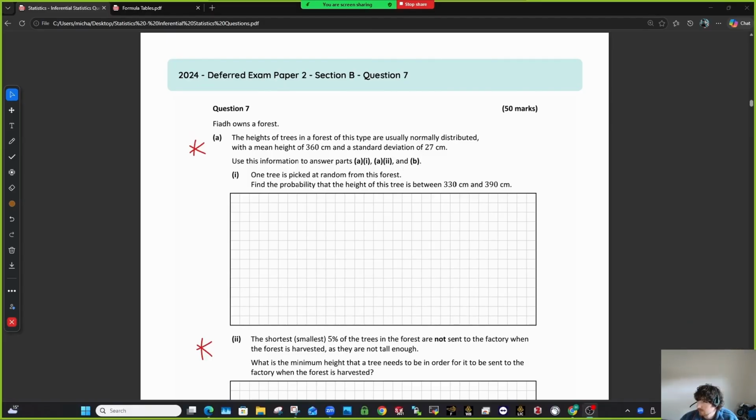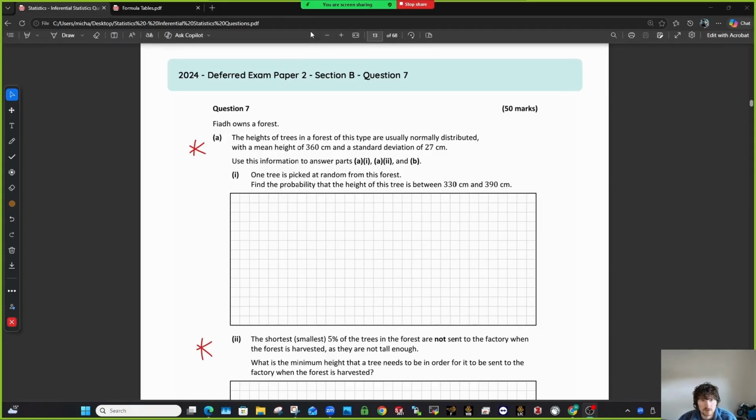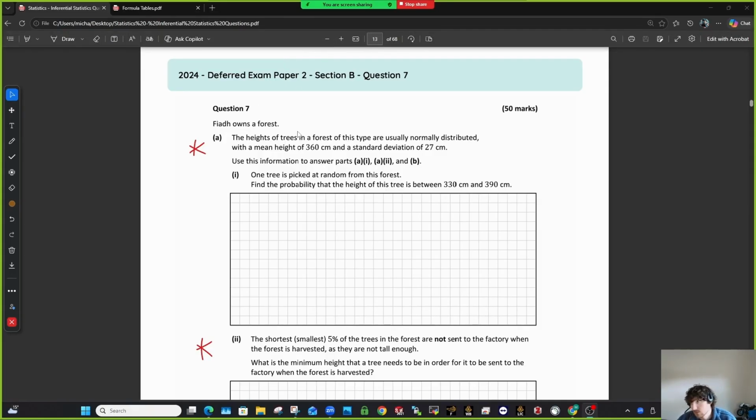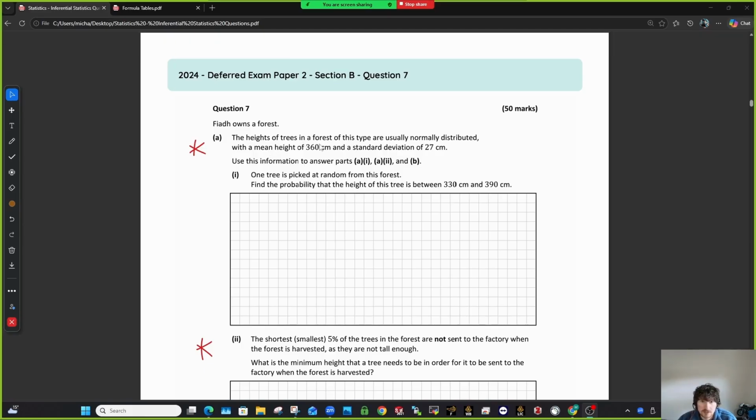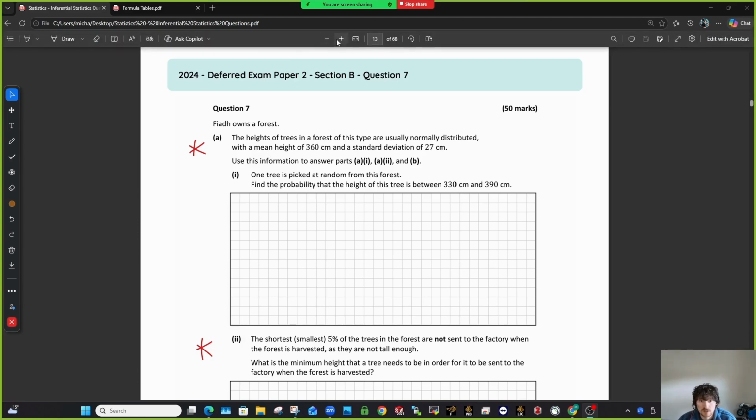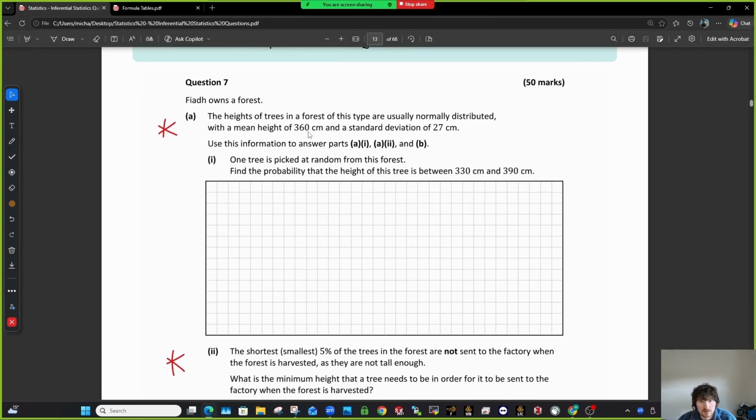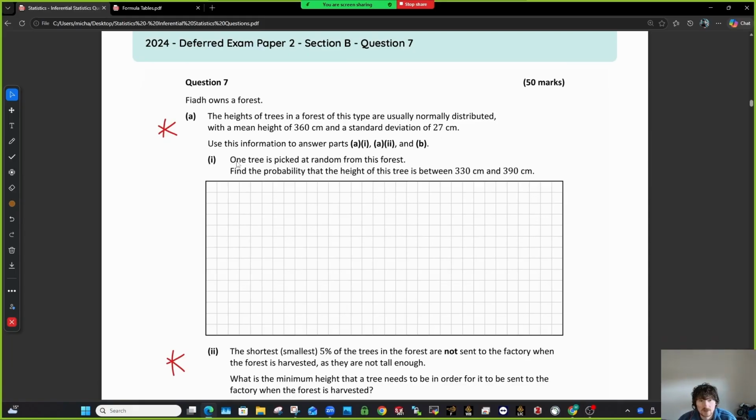Great, so we're back for part 2 on important past paper questions you should know on the topic of inferential statistics. So we said we pick up here with this Fia owns a forest. The heights of trees in a forest of this type are usually normally distributed with a mean of 360 and a standard deviation of 27. Use this information to answer all these following parts.